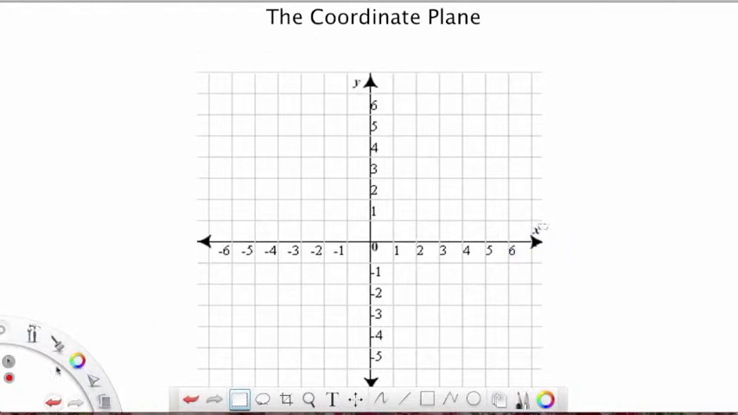I need to get a color that'll work. Let me get the right utility. Okay, there we go.